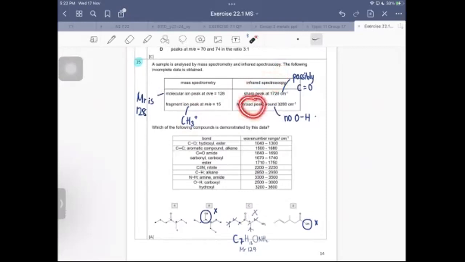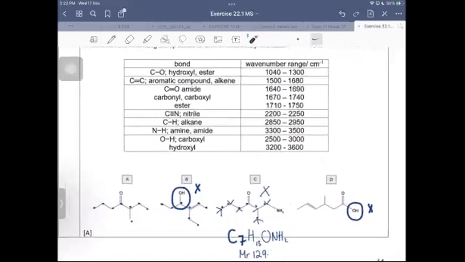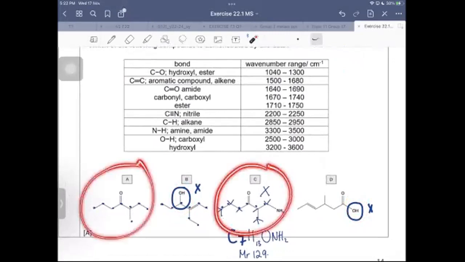There is no broad peak around 3200. So that means there's no OH bond in my molecule. Okay, so by elimination, I do not have an OH bond. B is eliminated. I also do not have an OH bond for carboxylic acid. Okay, so either it's an alcohol or carboxylic acid, both are eliminated automatically. So that gives me options A and C.